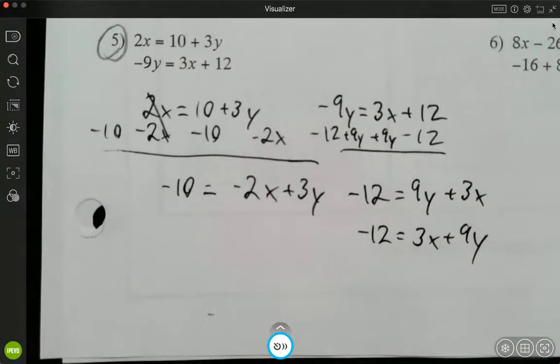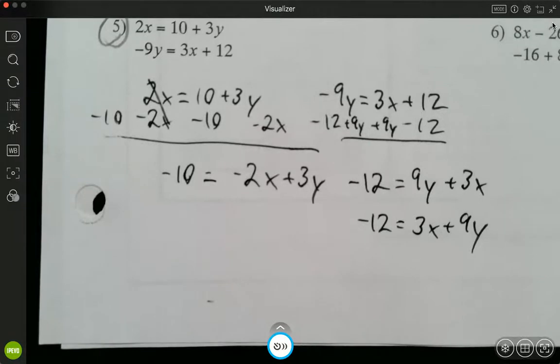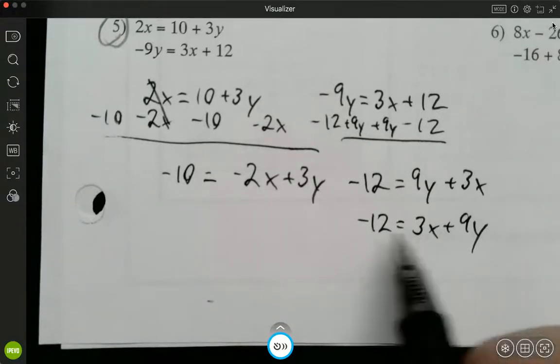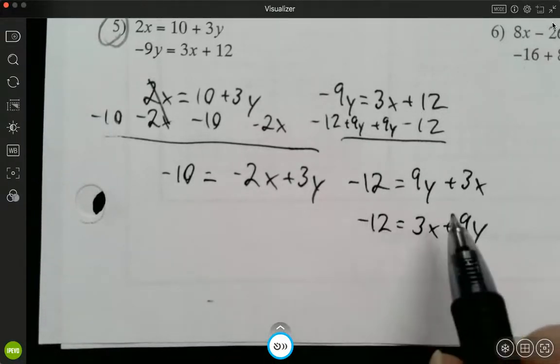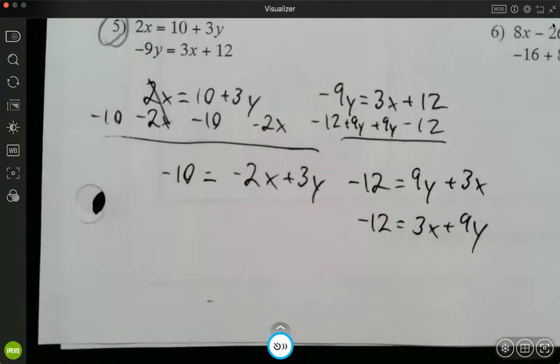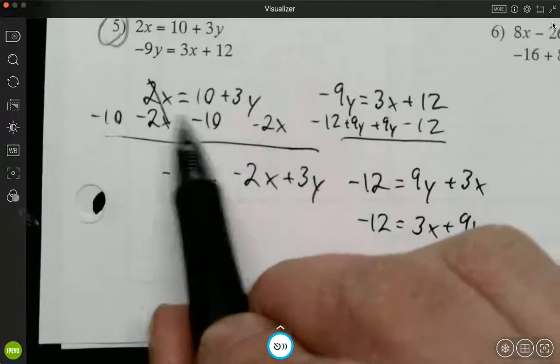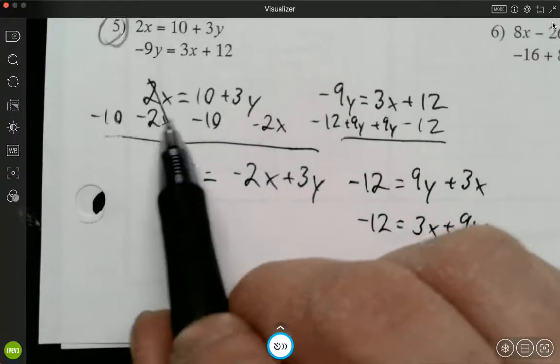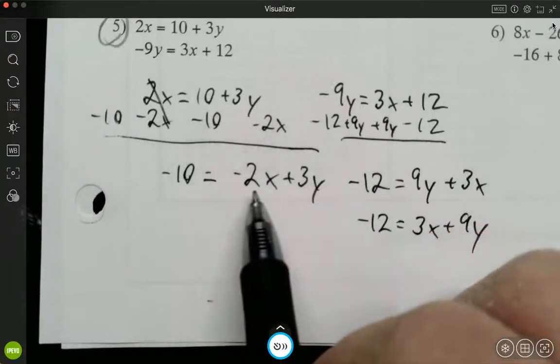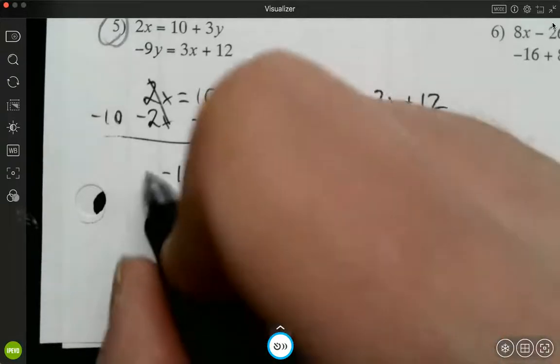Rearranging required. Uh-oh, this isn't working the way I want, because that's not the same. Don't tell me this is going to have you rearrange. Let me make sure I did this right. So minus 10, that's negative 10. Minus 2, that's negative 2x plus 3y. So that equation is good.